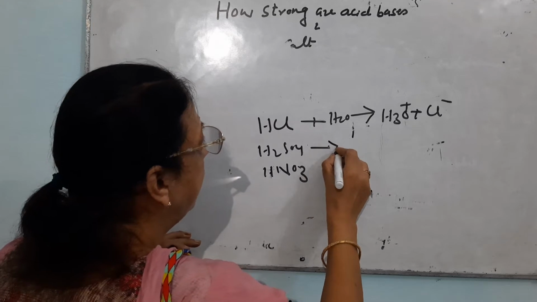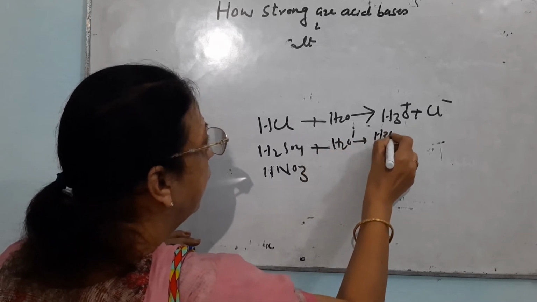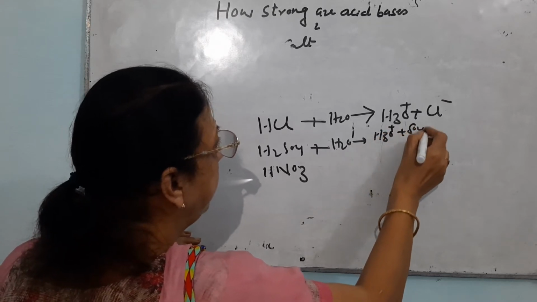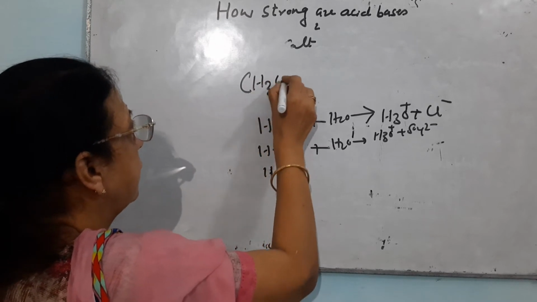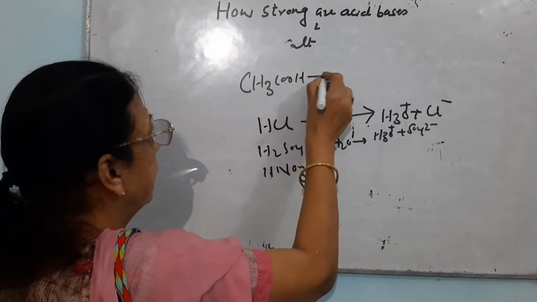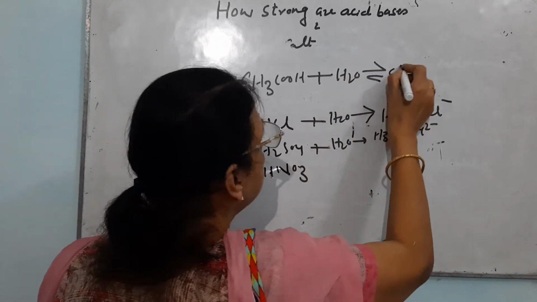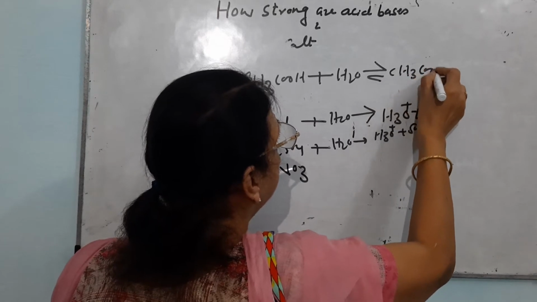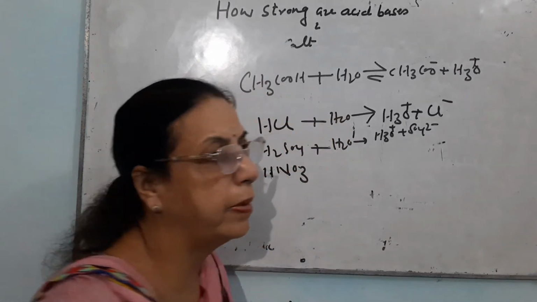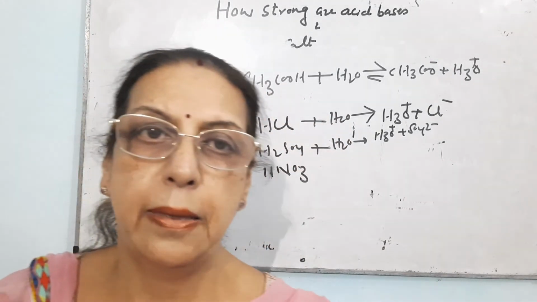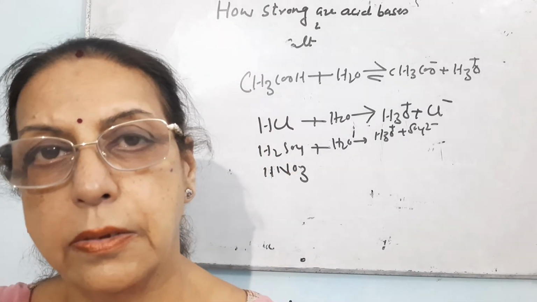Here, it will be dissociated by the reaction with water to give hydronium ion and sulfate ion. Similarly, HNO3. If there is any weak acid and it reacts with water, it will produce acetate ion plus hydronium ion, but the hydronium ion will be produced in a lesser amount. Now, pH is very useful for us.